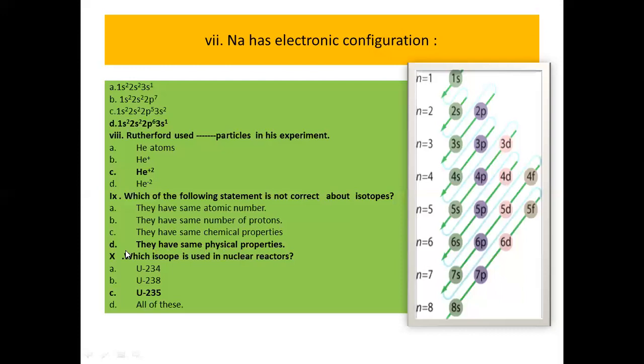Number 10, which isotope is used in nuclear reactors? If you remember, there are three isotopes of uranium: uranium 234, uranium 238, and uranium 235. And I told you over there that uranium 235, which has an odd mass number, is used in nuclear reactors. The rest of the two have even mass numbers. Even mass number isotopes are hard to decompose or decay, so the odd one is easy. So uranium 235 can decay, and it is used in nuclear reactors.